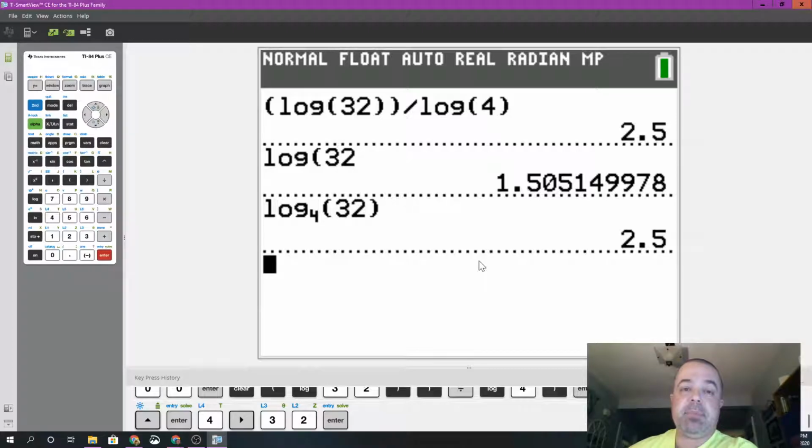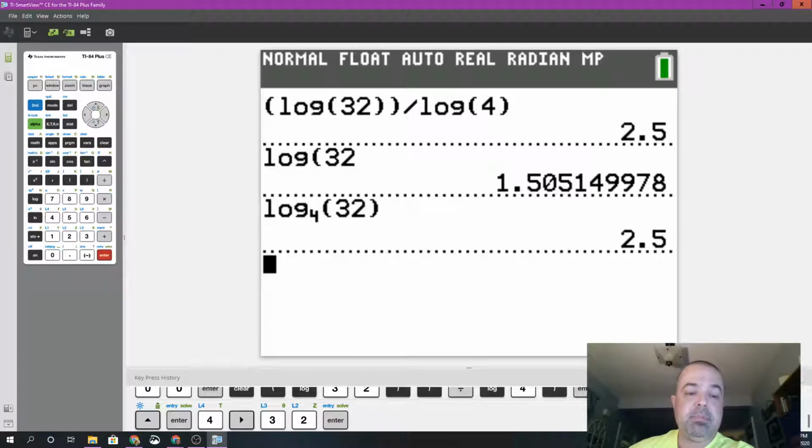The log buttons on your iPhone calculator or your Android calculator are also going to be log base 10. So don't get caught up in like, oh, I'm just doing log something. Okay, no. It's log base 10. So you're going to have to use the change the base formula. Okay, so let's look at a couple problems here.